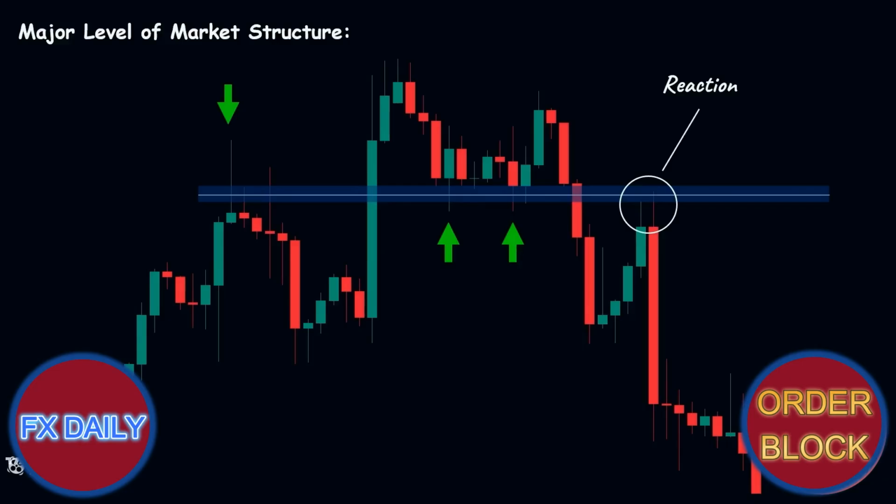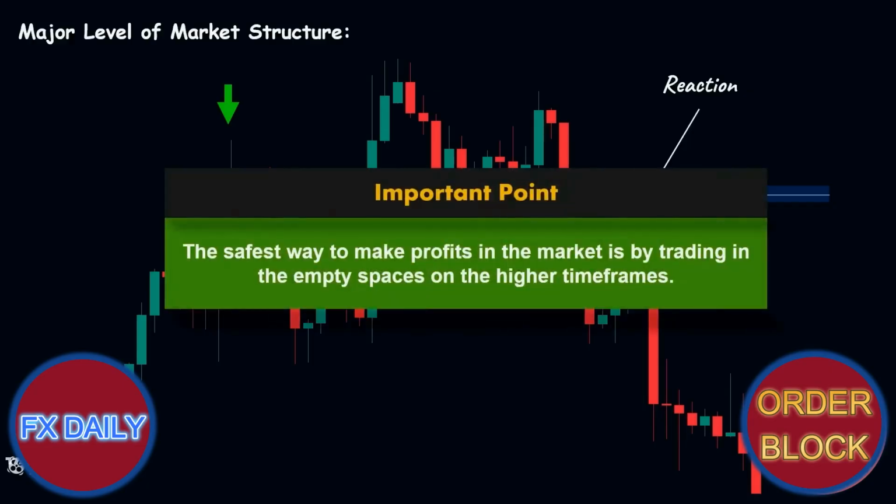The more these factors are seen, the more likely the price will return to that level. By specifying this key level on the upper side of the time frame, we can better identify how much room we have for trading before reaching the next important level. A very important point: the most important way to profit from the market is to trade in the empty space of the higher time frame above.